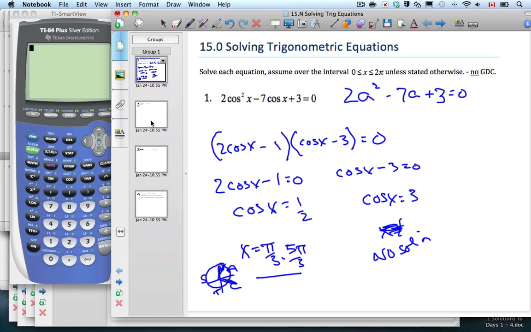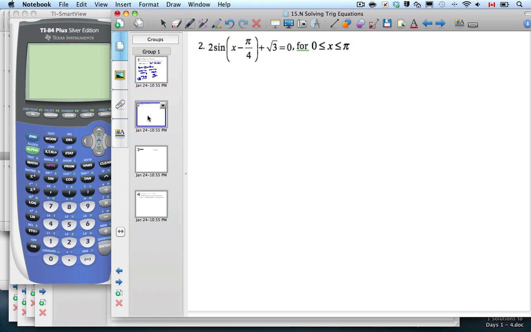Good enough. Let's try another example. This one's a little bit different. Here we have 2 sine of x minus pi by 4, plus root 3, equal to 0. Well, when I look at my interval here, my interval is talking about x. My angle, though, is x minus pi by 4. So one of the things that I've picked up over the years is I'm going to change my interval to reflect this. I want it to be x minus pi by 4 at first.